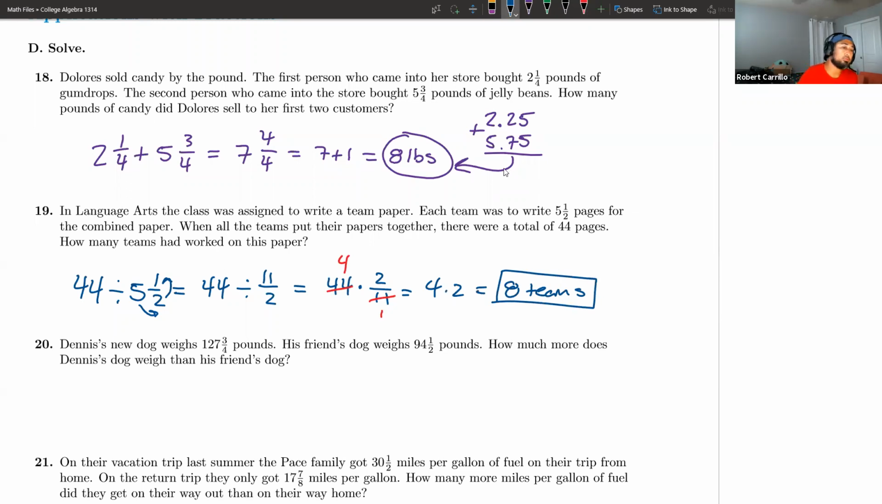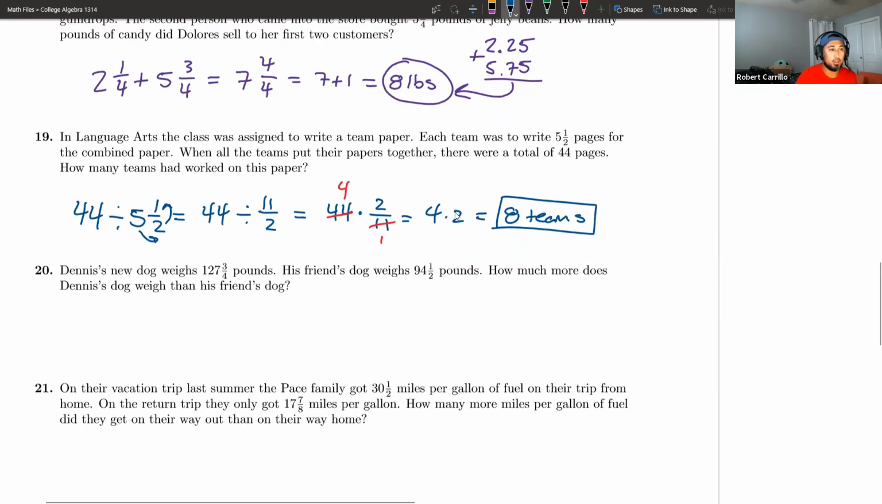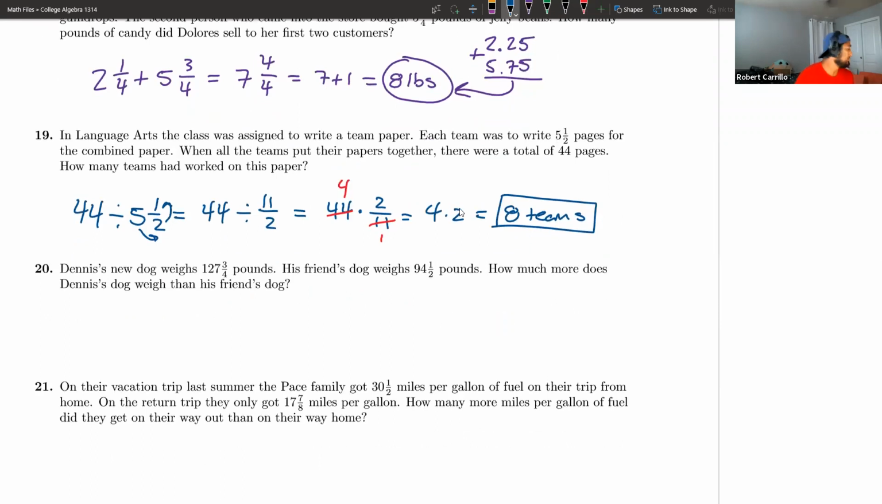Perfect. Okay. Everybody good with those two? Yes, Professor, I have a question. So I see that you're actually putting like 18, the answer was 8 pounds, 19 was 8 teams. So I just put the number, but do you want us to be specific?